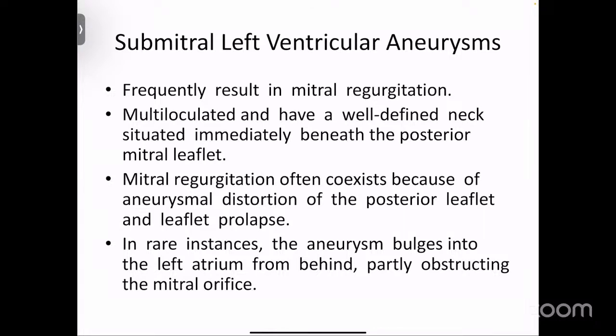Submitral left ventricular aneurysms can frequently result in mitral regurgitation. Aneurysms can be multiloculated and have a well-defined neck situated immediately beneath the posterior mitral leaflet. Mitral regurgitation in such cases can coexist because of the aneurysmal distortion of the leaflet, particularly the posterior leaflet of the mitral valve.